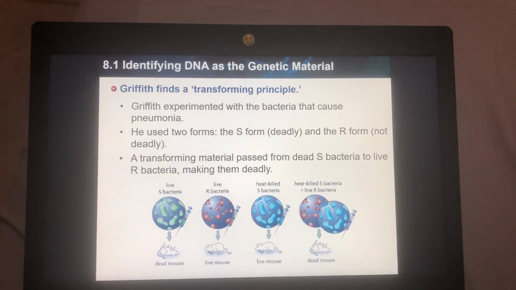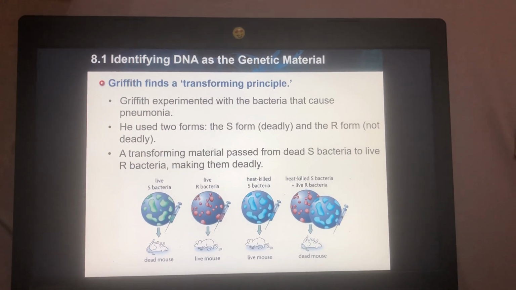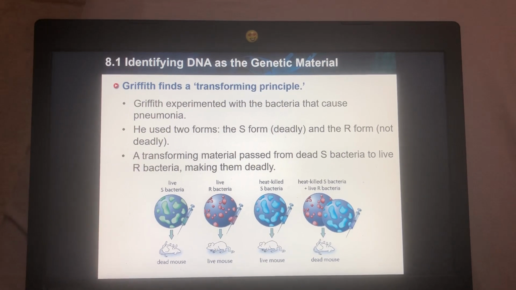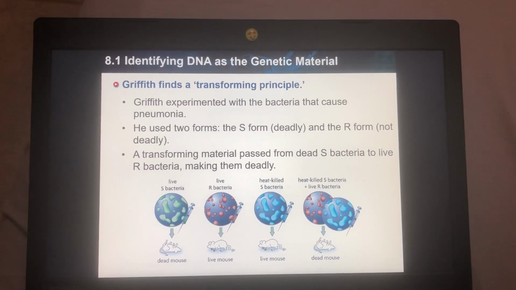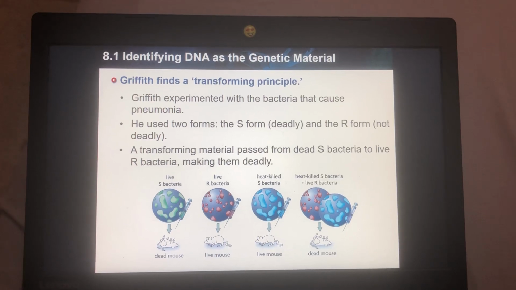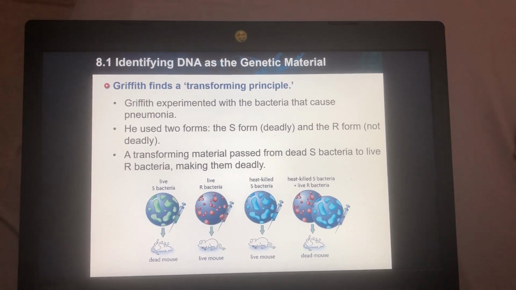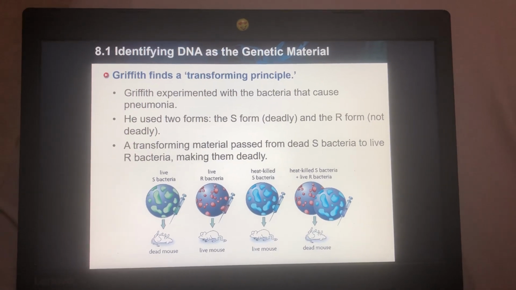After that, he got R strain bacteria and he started to inject the mouse with R strain bacteria. What did I tell you about R strain bacteria? Yeah, R strain bacteria are not deadly. So what will happen to the mouse? The mouse stayed alive. The mouse didn't die.